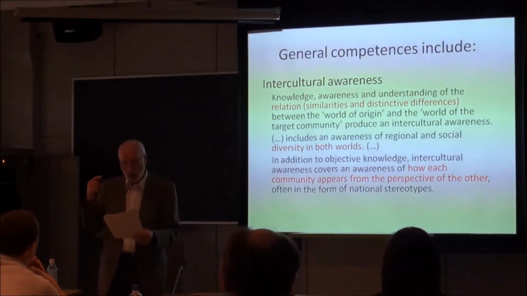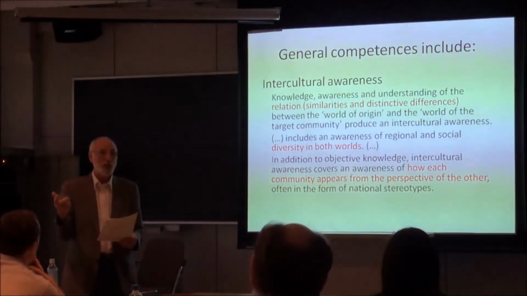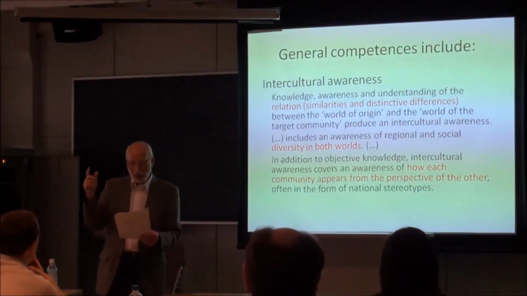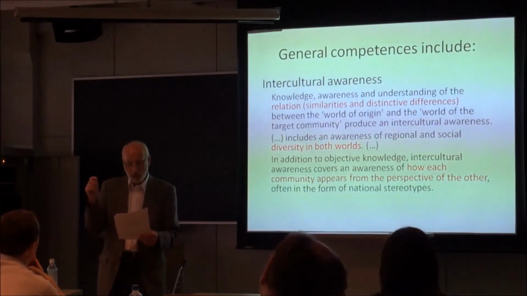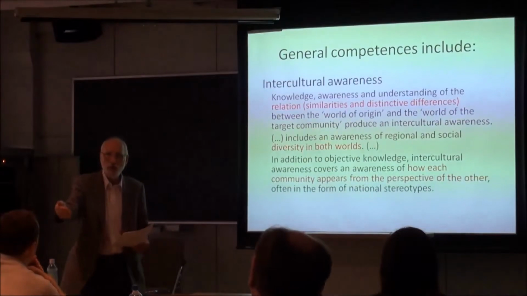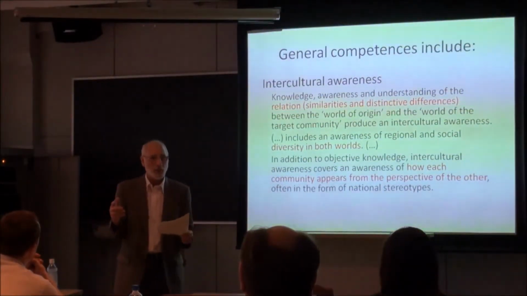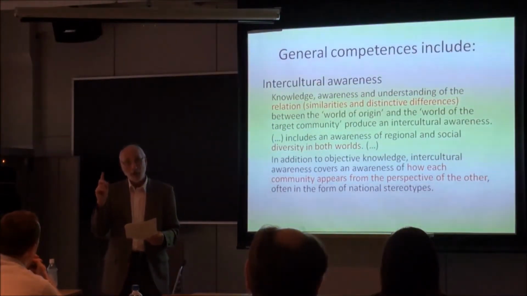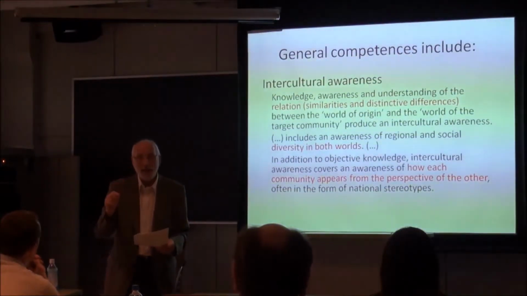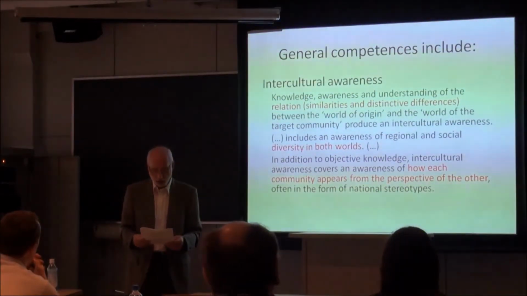So in addition to objective knowledge, I have some objective knowledge about Japan because I've been coming here for the last 5 years from time to time. But I also need intercultural awareness, which covers an awareness of how each community appears from the perspective of the other. How I see you and you see me, or we see you and you see us, in the plural. Often, unfortunately, in the form of stereotypes. So one has to accept that stereotypes exist, but one also has to go beyond stereotypes in intercultural awareness.